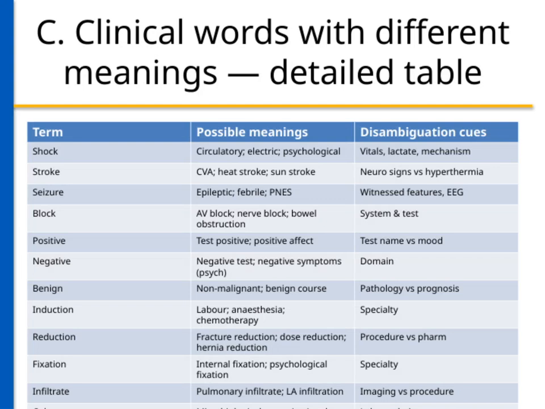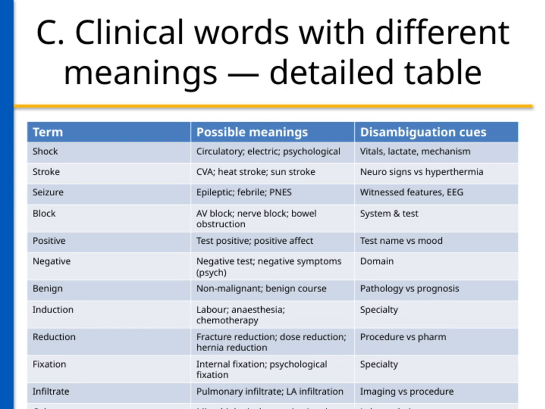Let's take a closer look at some clinical words that can have different meanings depending on the context. First, we have shock. This term can refer to circulatory shock, which is a critical drop in blood flow, or to electric shock, like when someone touches a live wire, and even psychological shock, such as trauma or distress. To figure out which type we're dealing with, we often look at vitals, lactate levels, or the underlying mechanism.